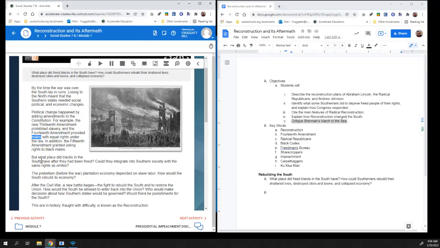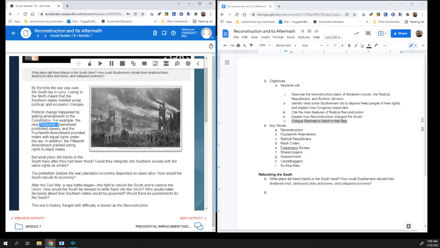Because if they put everyone in there, then they would have had to give women the right to vote at this time, which they did not. So finally, the 15th Amendment did exactly that for young Black men. It gave them the ability to vote. The 15th Amendment, 14th Amendment, and 13th Amendment are commonly known as the Reconstruction Amendments. All right. But what place did Blacks in the South have after they'd been freed? Could they integrate into Southern society with the same rights as whites?